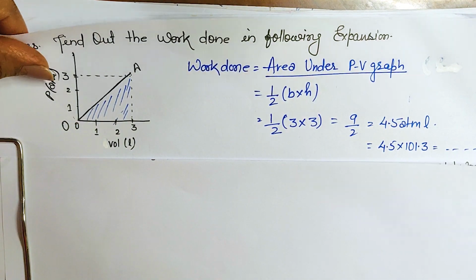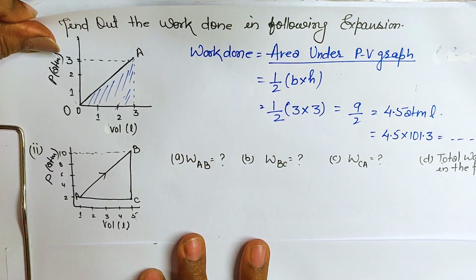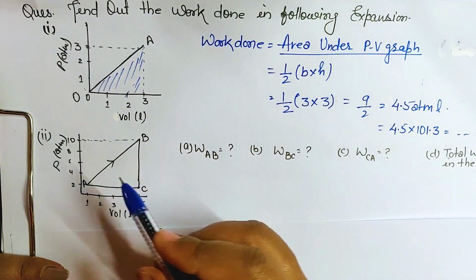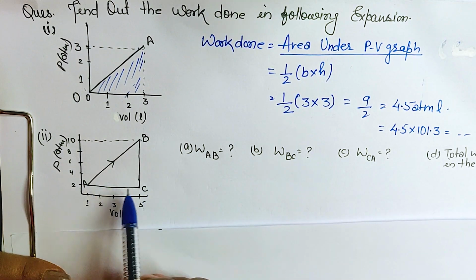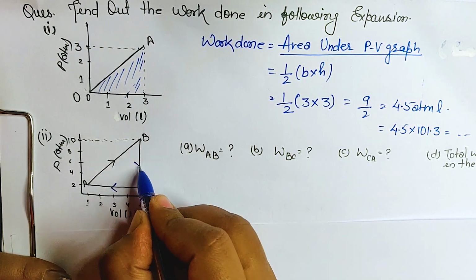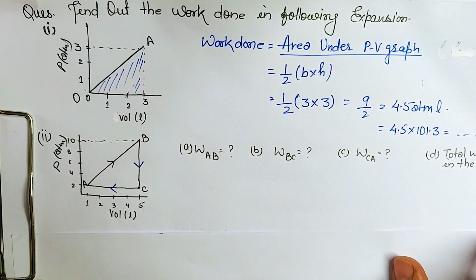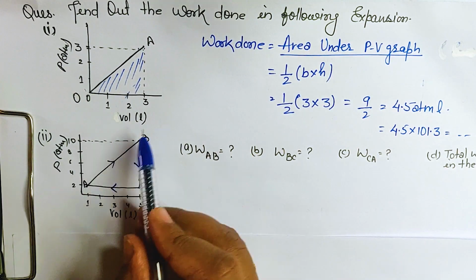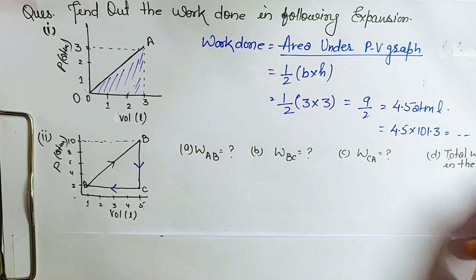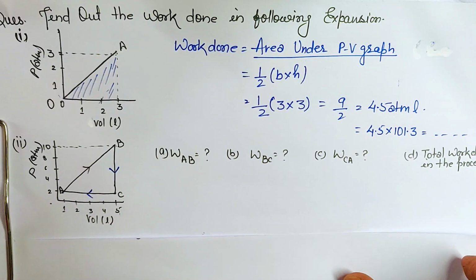So here is the next question, and the next question is like this. This is a cyclic process. First it changes from A to B, then B to C, and then C to A. You have to find the work done. So simply you can say that it is 0 because it is a cyclic process. Will this answer be 0? No. How? Let's prove it.